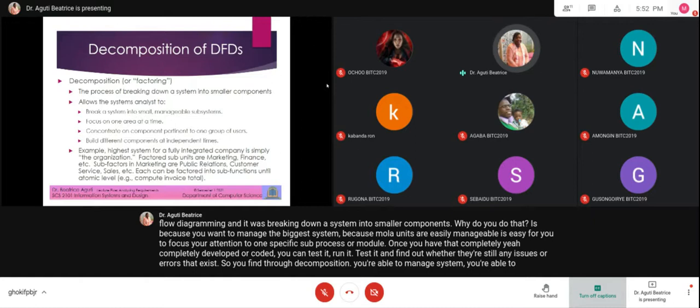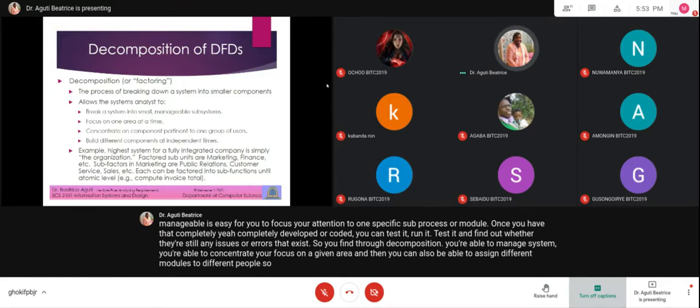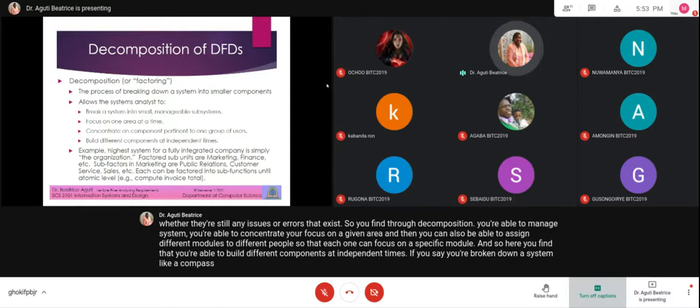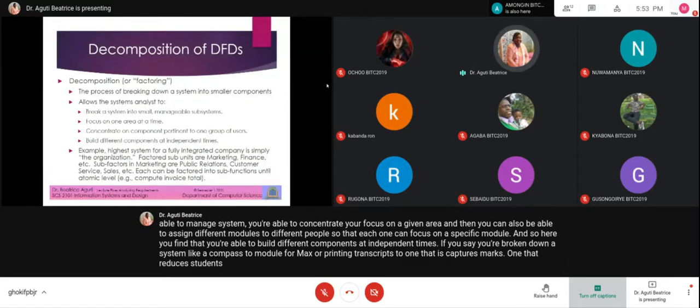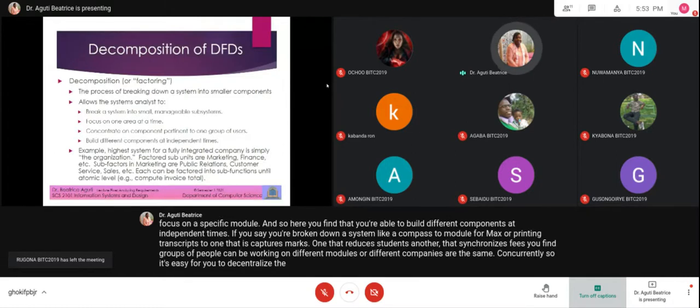You're able to concentrate your focus on a given area. And then you can also assign different modules to different people so that each one can focus on a specific module. So you're able to build different components at independent times. If you've broken down a system like eCampus, a module for marks or printing transcripts, into one that captures marks, one that registers students, another that synchronizes fees, you find groups of people can be working on different modules or components concurrently. So it's easy for you to decentralize the development of your system. That's one of the benefits of decomposition of DFDs.